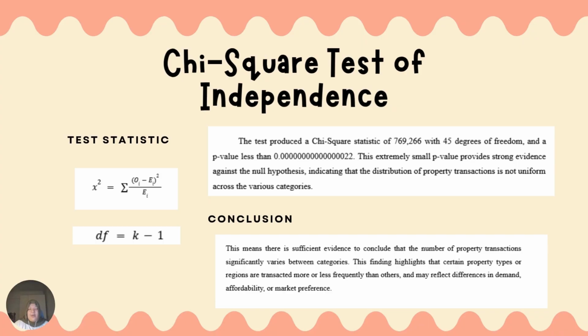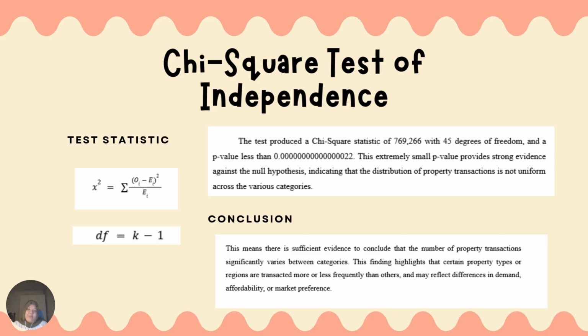Next, the formula would be chi-square, or X-square, equals the sum of the squared difference between the observed value and the expected value, divided by the expected value. And its degrees of freedom would be k minus 1. In this case, k would be 46. So the test produced a chi-square of 769,266 with 45 degrees of freedom and a p-value less than 2.2 times 10 to the power of negative 16.